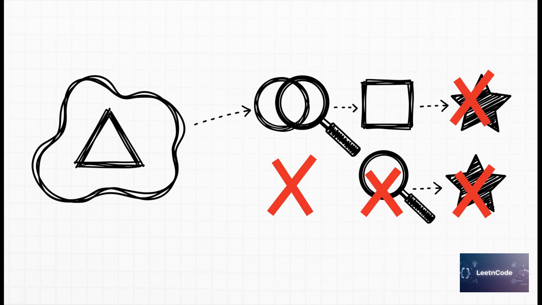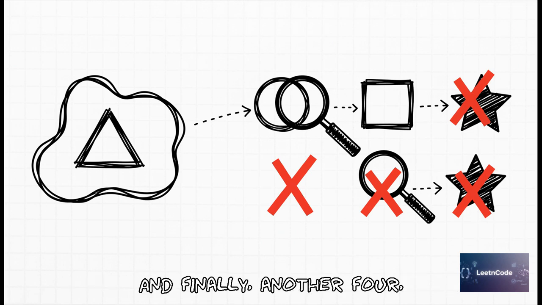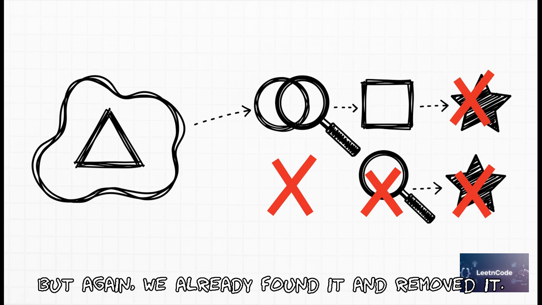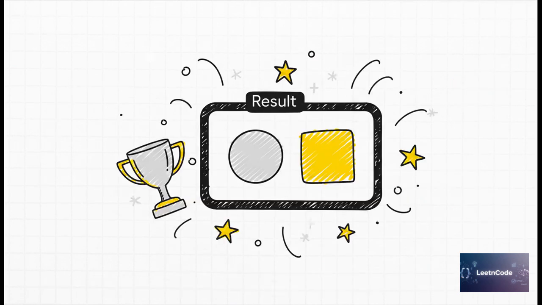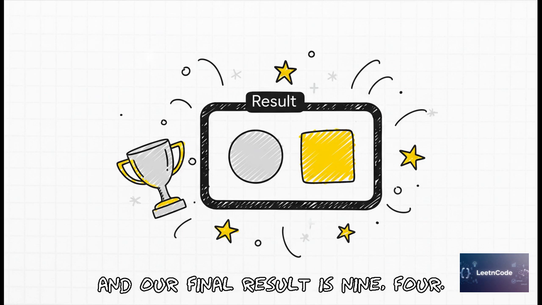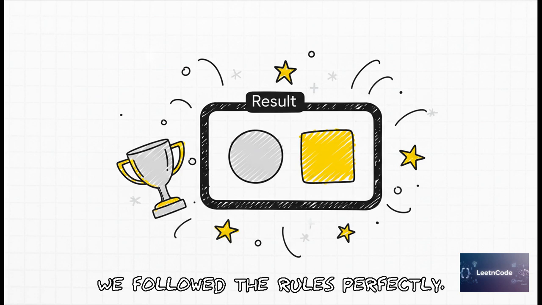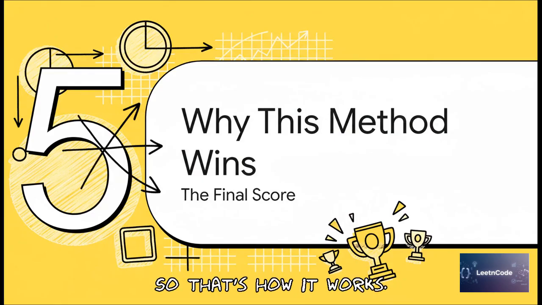We see another 9, but we already took 9 out of our set, so that's a no. Then we see an 8, which was never in our set to begin with, another no. And finally, another 4, but again, we already found it and removed it. So we're all out of matches. And there you have it. We've gone through every number, and our final result is 9, 4. Mission accomplished. We followed the rules perfectly. So that's how it works.